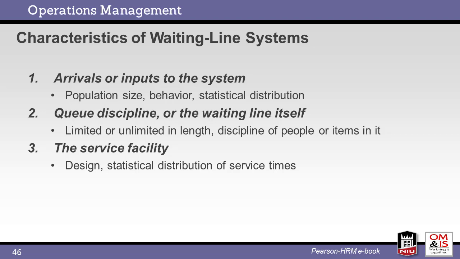Waiting line systems typically include arrivals or inputs to the system, the waiting line itself, and then the facility where the service is provided. The definition of these characteristics will vary based on the type of arrivals, how the queues are designed, and the services provided.